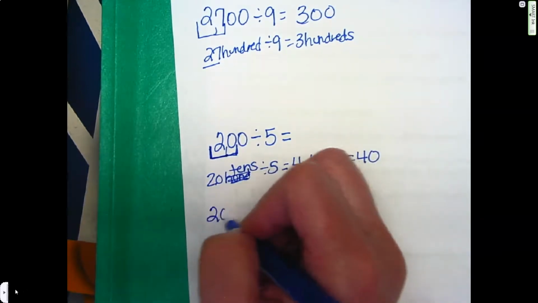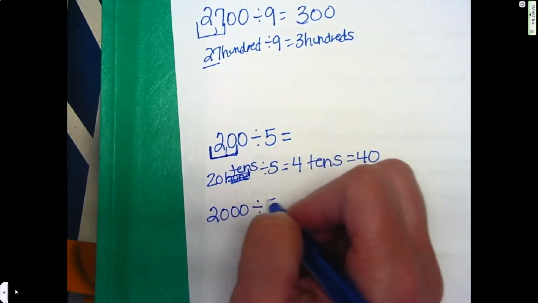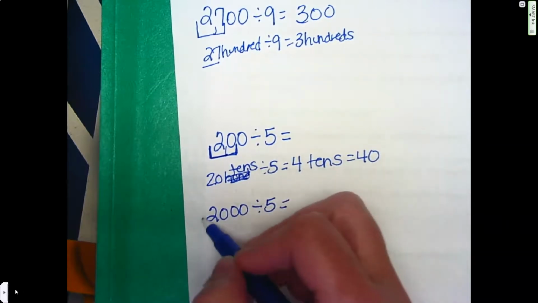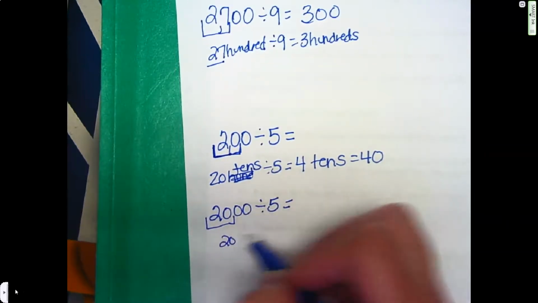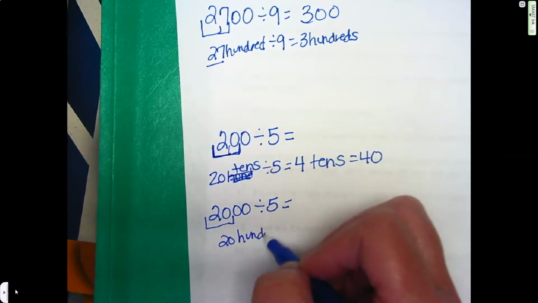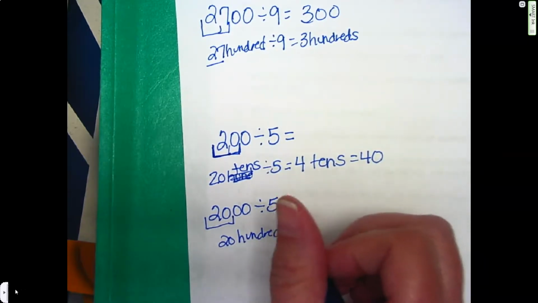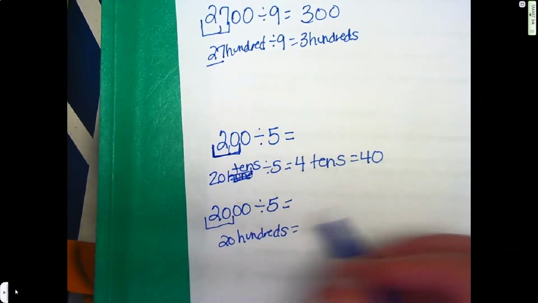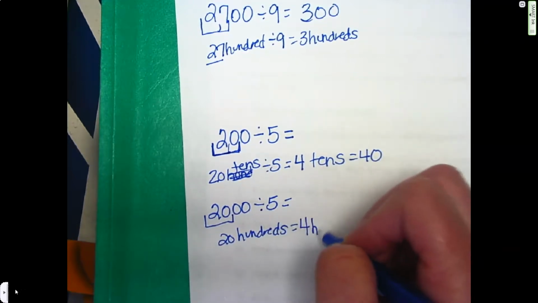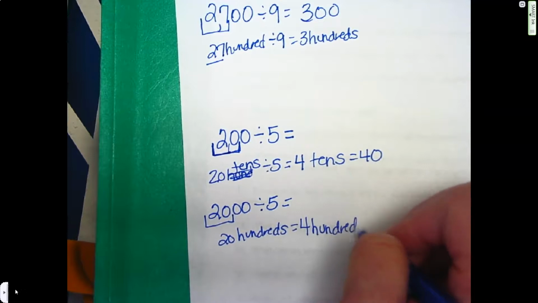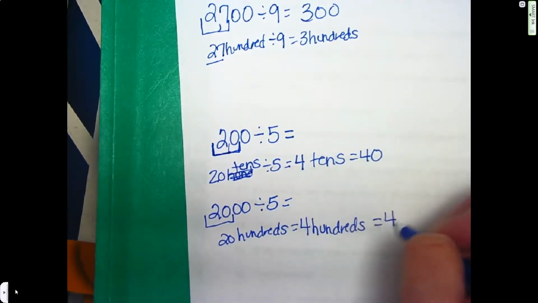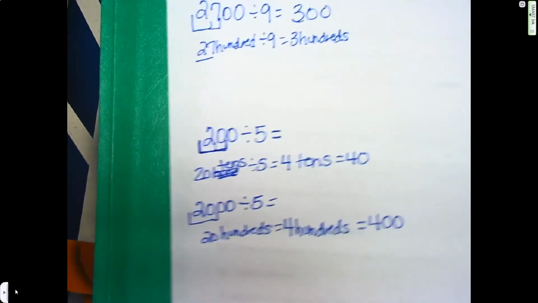So then if I took 2,000 and divided that by 5, that would be saying 20 hundreds. And 20 divided by 5, I could think, okay, well, what times 5 gives me 20? And I know that's 4. So this gives me 4 hundreds, which equals 400 in standard form.